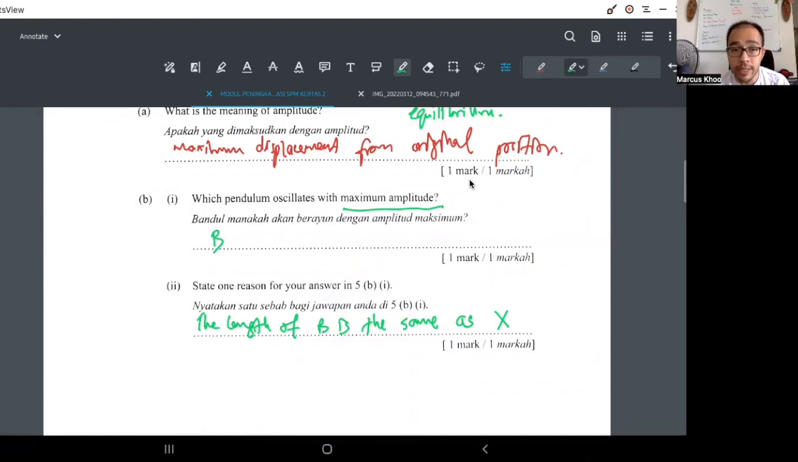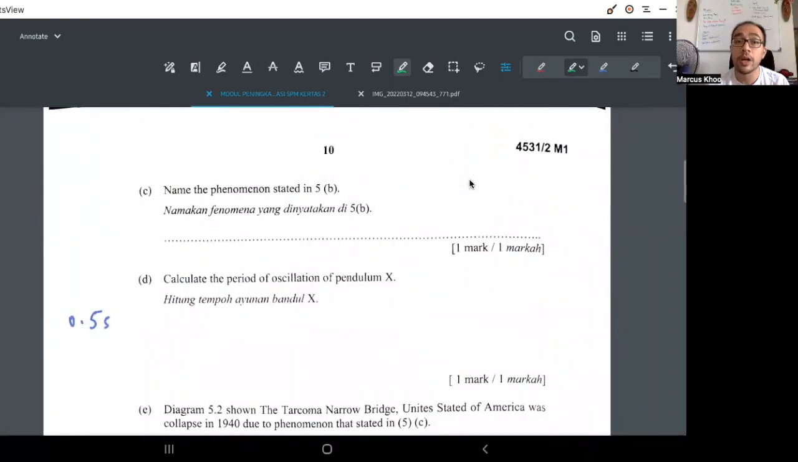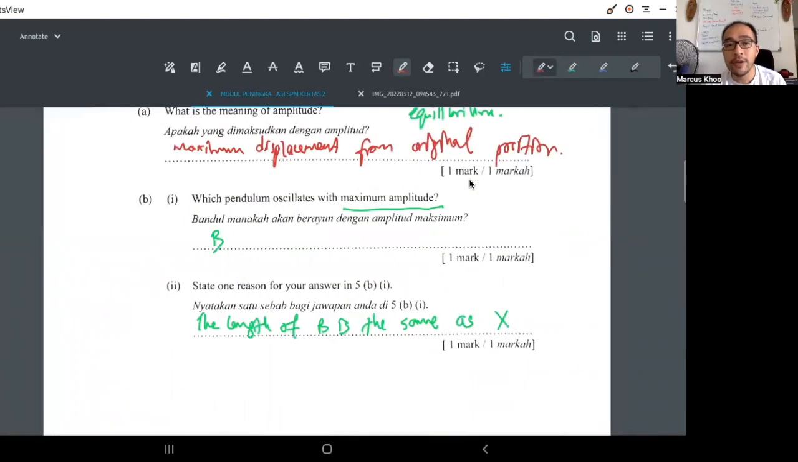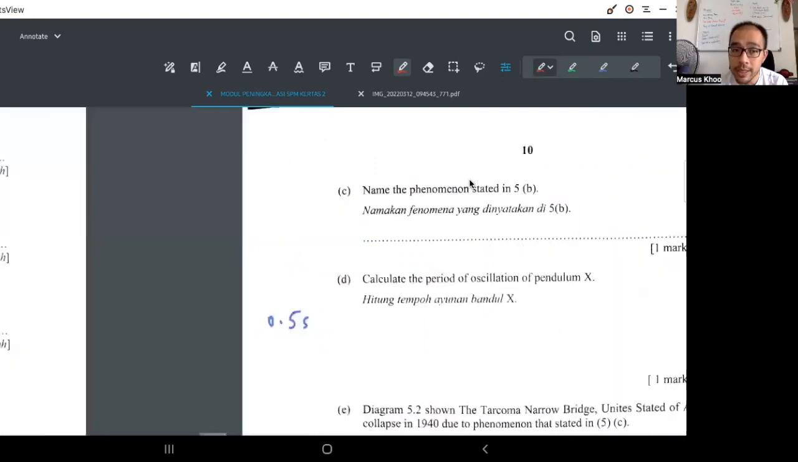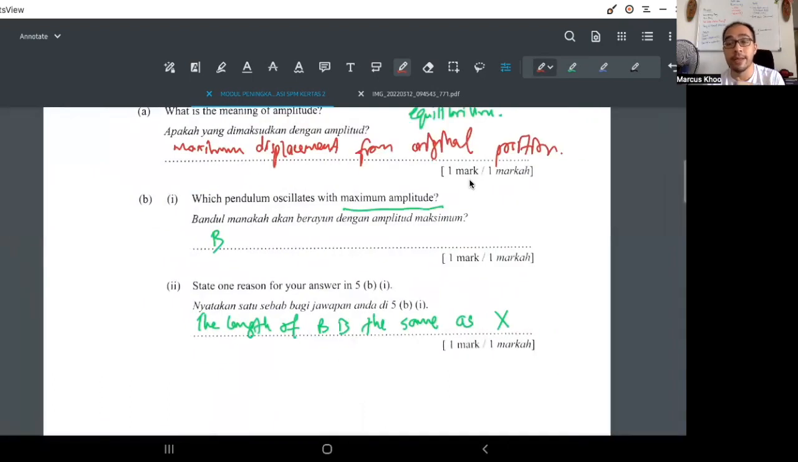Again, everybody, this is the reason, and the next question will be the phenomenon. So the phenomenon is called resonance. What you don't want to write is that the reason is resonance, which is also actually a possible answer, but you have to be smart about this. If the reason is resonance, then what phenomenon will you write? You can't write the same answer twice. So the phenomenon is resonance, but the reason is that the length of B is the same as the length of X. B and X are the same length, so that's why it will oscillate with maximum amplitude, and this is called resonance.